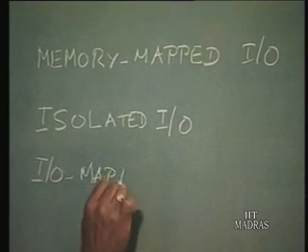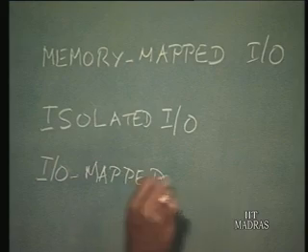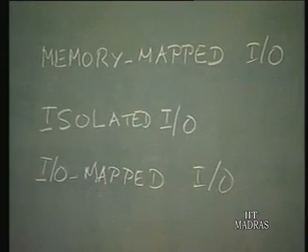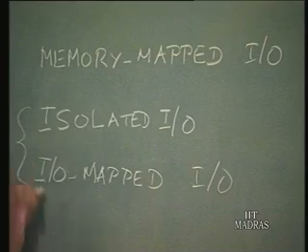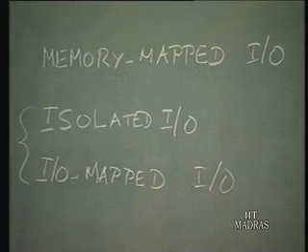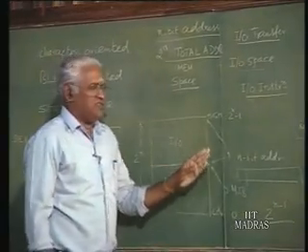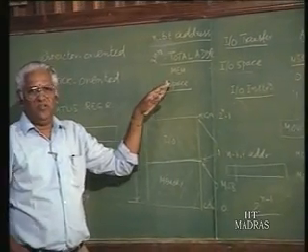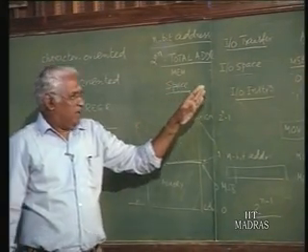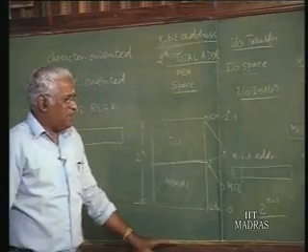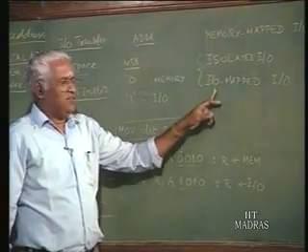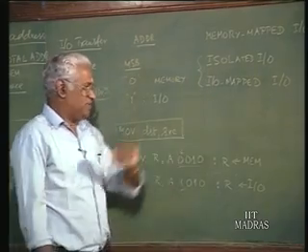Some people, I think, got the motivation from memory mapped. So, both are same, isolated IO, and that isolated IO is understandable, that is IO space is separate from memory space, it is isolated. And because this particular one is called memory mapped IO, so they also call this as IO mapped IO, alright.